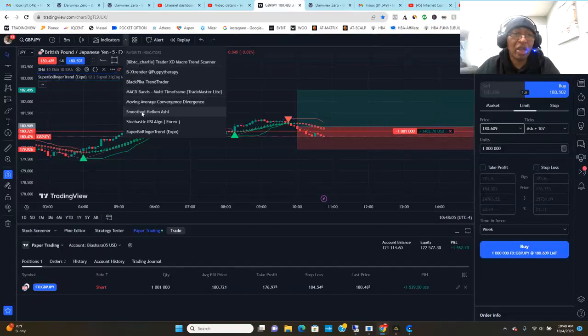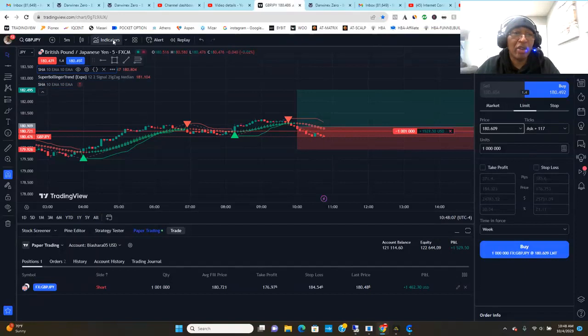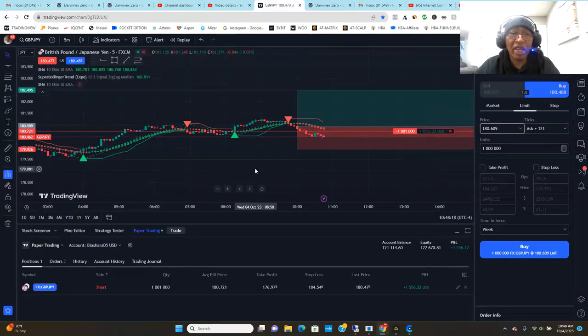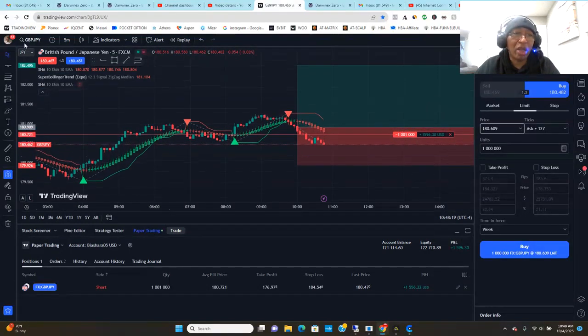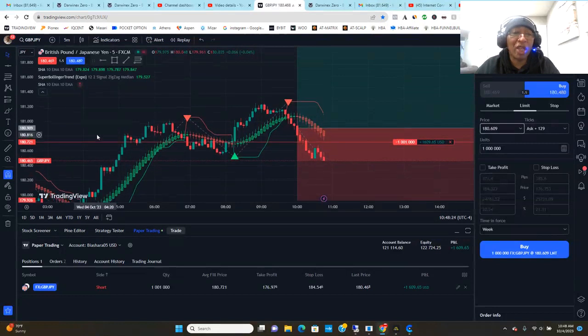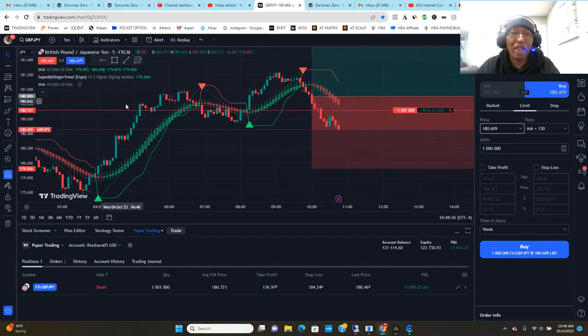And then the other one is this one here, the smooth Heikenashi by the backtest group. It has about 675 favorites. Now the idea is that the smooth Heikenashi is wonderful, guys. It's not just the regular Heikenashi candles. If you don't know what types of candles are, go ahead and do a simple YouTube search, and you will see there are many types of candles.